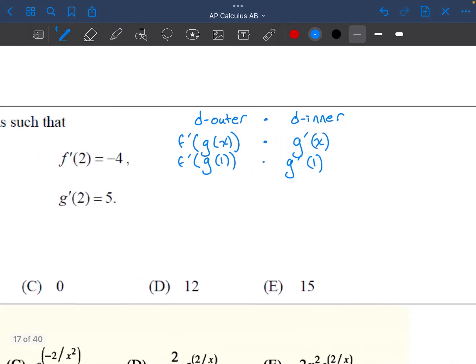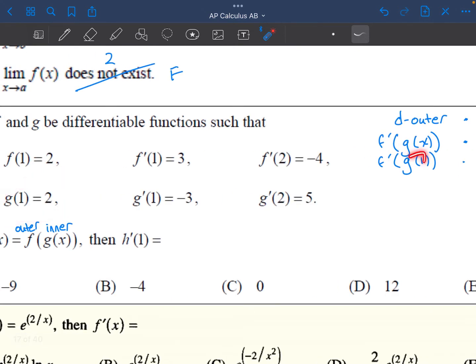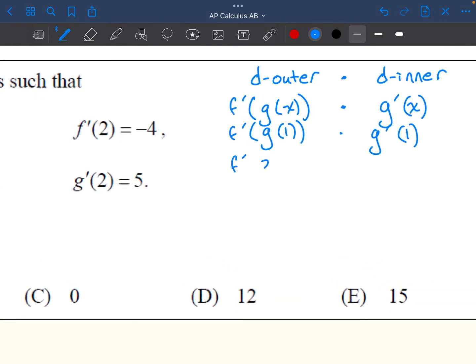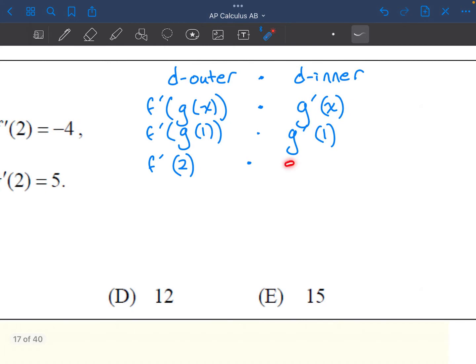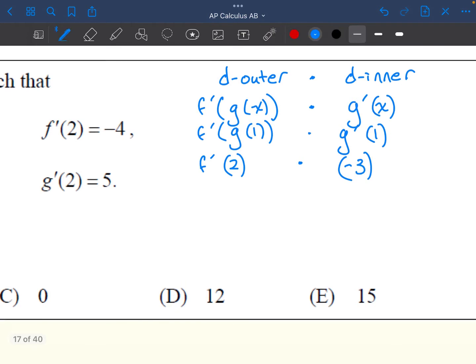Okay, so what is g of 1? I'm trying to figure out this value right here, and I can see g of 1 is 2. So I'm going to change this g of 1 into a 2. I can say, okay, this is now going to be f prime of 2 times, and now I need to find what is g prime of 1, and g prime of 1 is negative 3. So I'm going to come up over here and say that's going to be equal to, in pen, negative 3. And finally, I need to figure out what is f prime of 2, and f prime of 2 is negative 4. So I'm going to swap that out for a negative 4 times a negative 3. Negative times negative is a positive, and 4 times 3 is a positive 12. So the correct answer here is D.